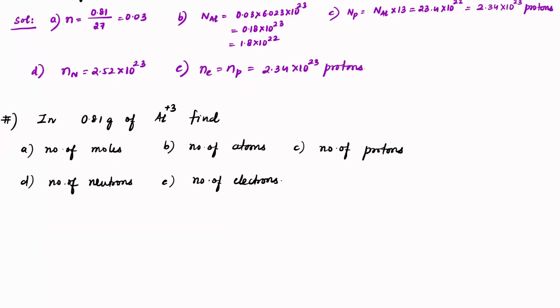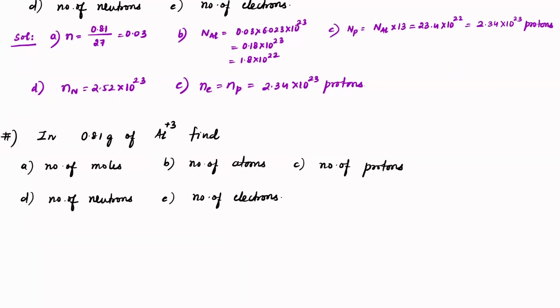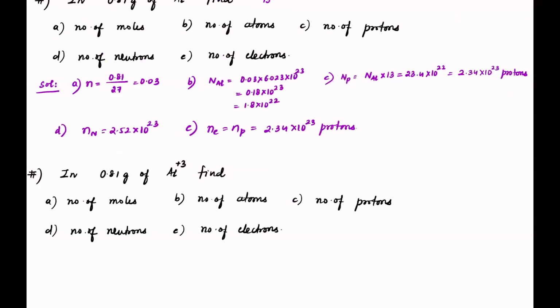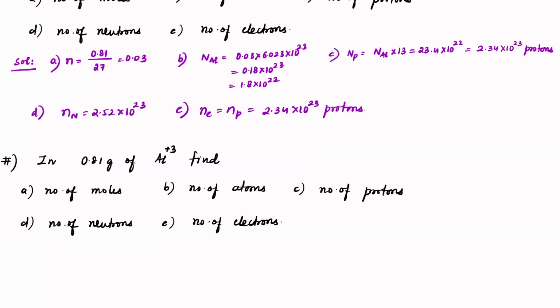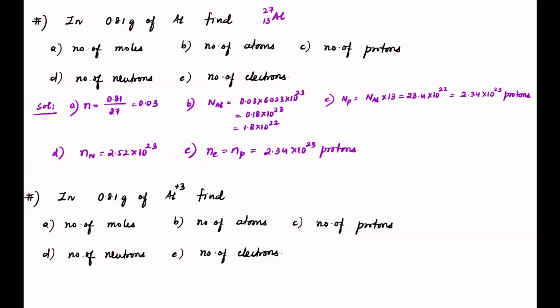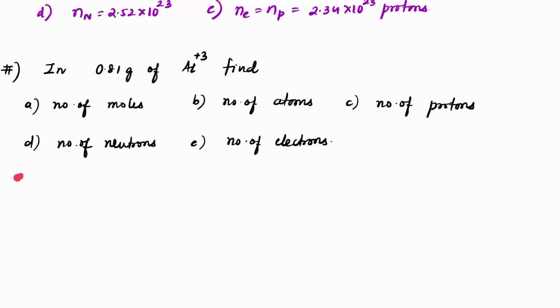Now, the same question, but this time I'm using Al plus 3 instead of aluminum. So what does that change? What are the factors that will change? Anything that changes here? Number of electrons. That's it, only the number of electrons. Rest all will remain the same, correct? So let me just write that down.